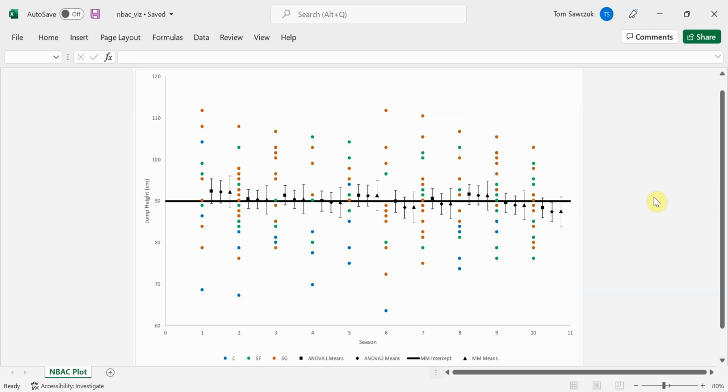So just to reiterate, fixed effects work with the means and give these mean estimates, whereas random effects work with variances, which we can square root to standard deviations. And in square rooting to standard deviations, we can then start to understand the variability within the data.